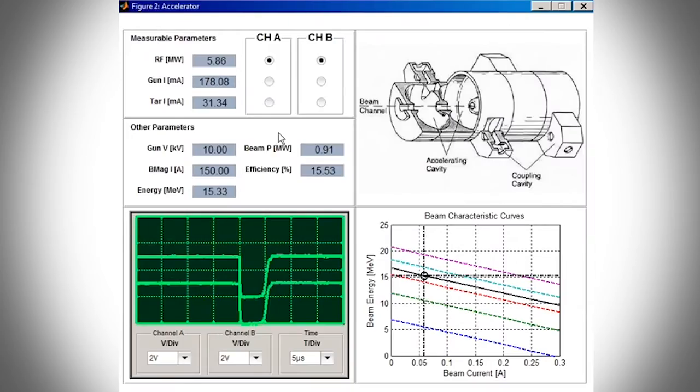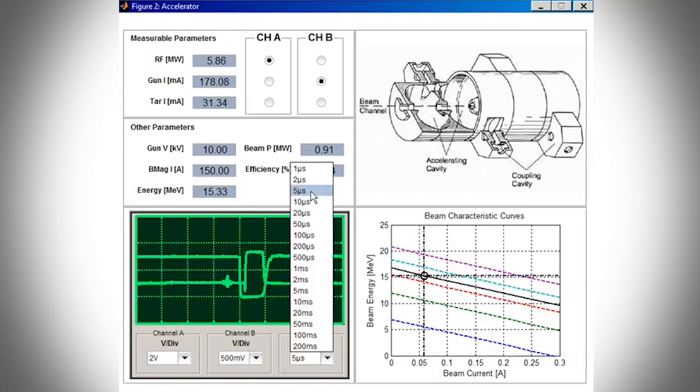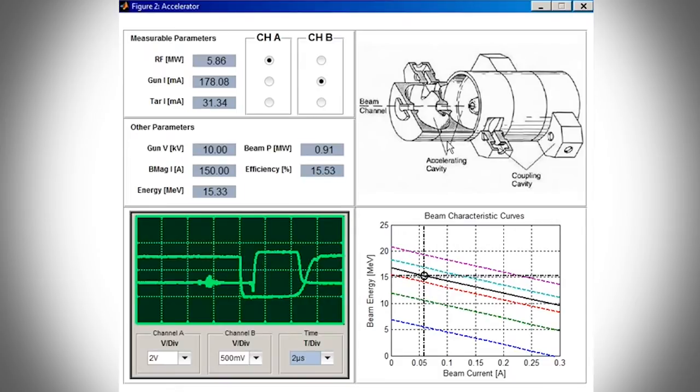The accelerator window shows the behavior of the accelerator depending on how it is set up. The measurable parameters are the RF input power, the gun current, and the target current. Also shown in the accelerator window is the accelerator's operating point on its load line. A readout of the accelerator beam energy is also included. In this instance, the accelerator beam energy is 15.33, which is higher than the nominal 15 that we set when we turn the beam on. This is because when we increase the Klystron pulse voltage, we increase the electron beam energy.